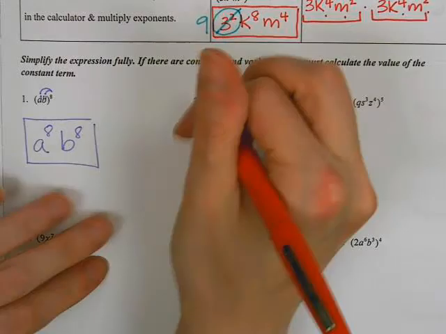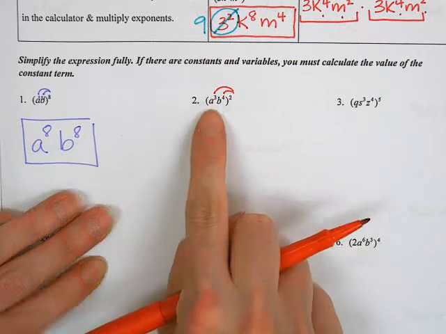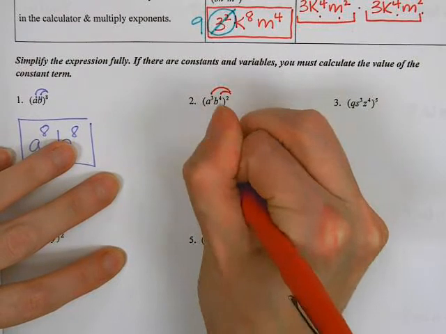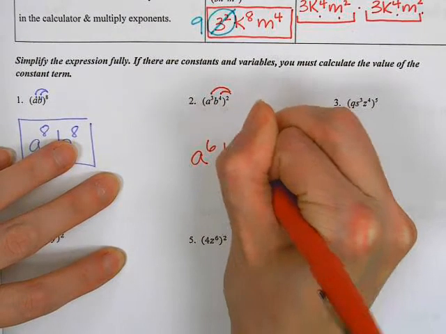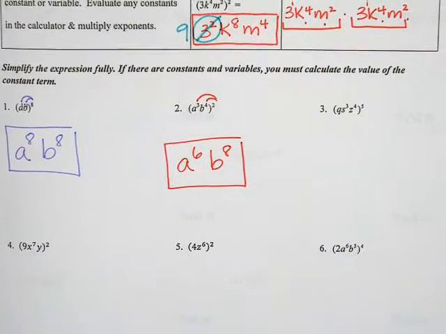All right, number 2, same thing. The A gets the 2 and the B gets the 2. And the rule is power to a power you multiply, right? So it's A to the 6, B to the 8. Because power to a power you multiply.